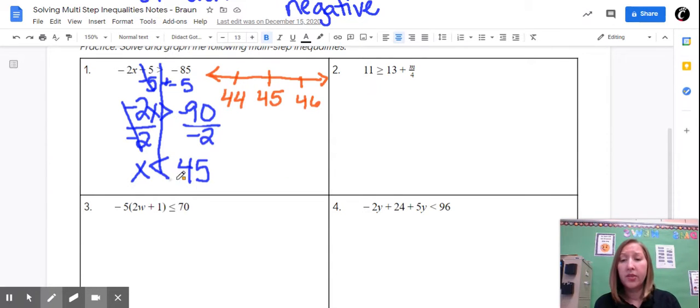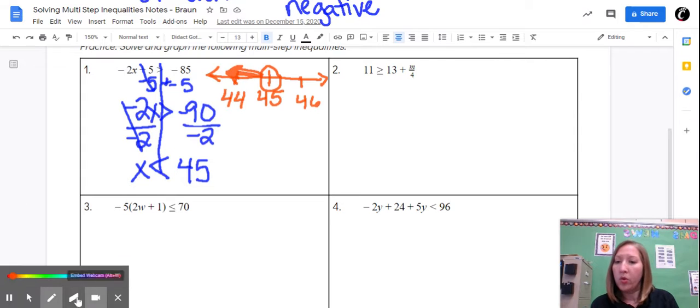Now, since we said x is less than 45, we are going to put an open circle because it is not going to be equal to 45. And then my arrow is going to point to the numbers that are less than 45. So it's going to point to the left. So I'm going to draw in my line and my arrow pointing in that direction.